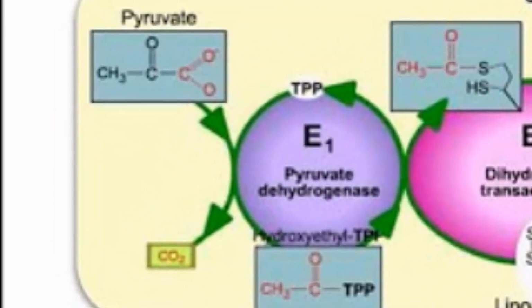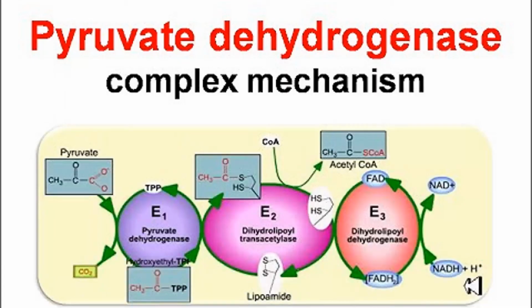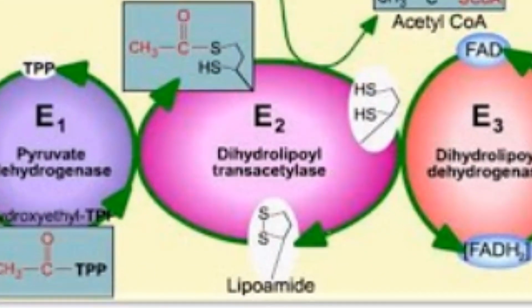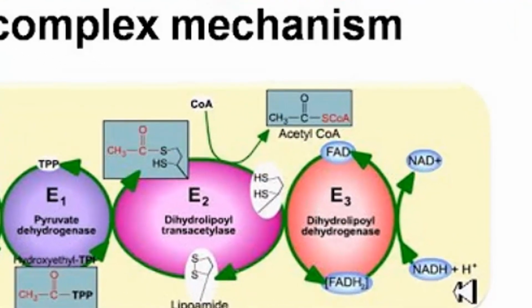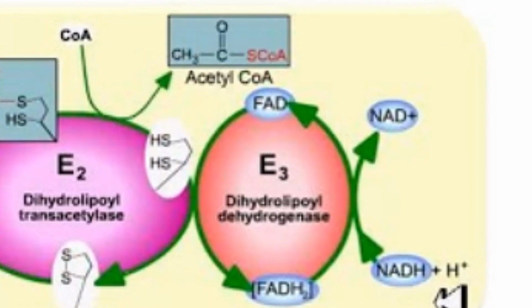So it loses a carbon dioxide molecule, and in place of the C of the carbon dioxide, you have the thiamine pyrophosphate attached. Now TPP gives a thiol group, which is an SH group. In E2, which is a transacetylase, it gives acetyl coenzyme A, which replaces the thiol group. Now going to E3, it is a dehydrogenase, so it contributes an NADH to the electron transport chain, which gives us 3 molecules of ATP. And from here we have acetyl coenzyme A from pyruvate going into the citric acid cycle.